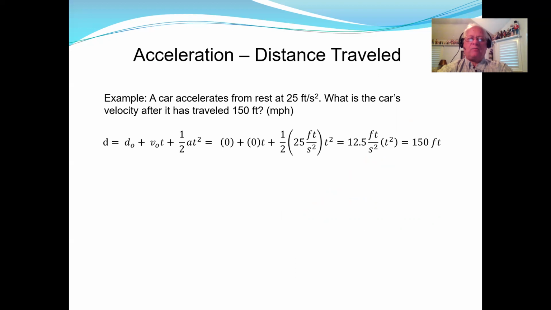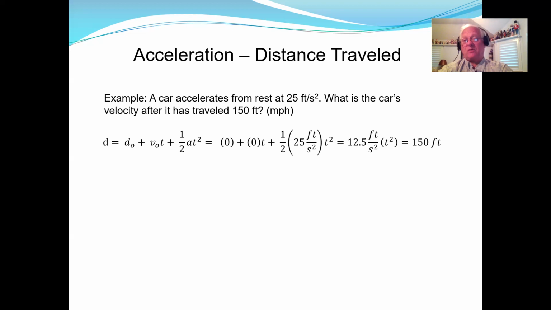And so what I do is I substitute in 0 in 2 places in the distance equation. So the only term that's left is my 1/2 times the acceleration, 25 feet per second squared, times time squared. So the 1/2 at squared is the only non-zero term. So I have my 12.5 feet per second squared t squared, and I set that equal to 150 feet.